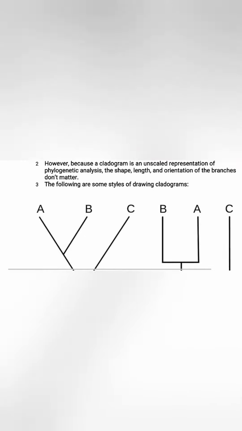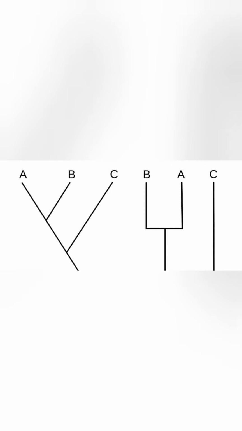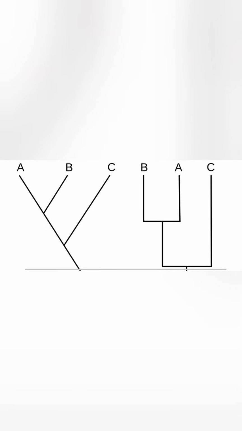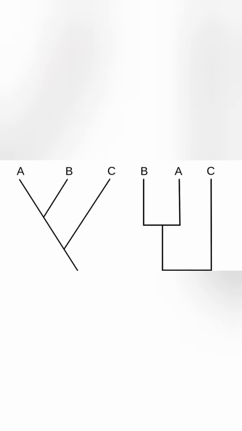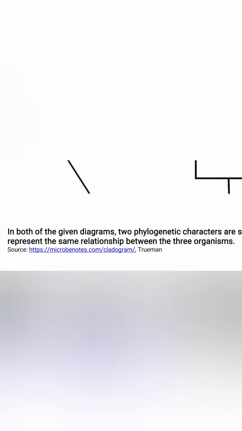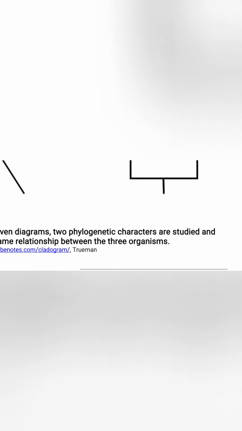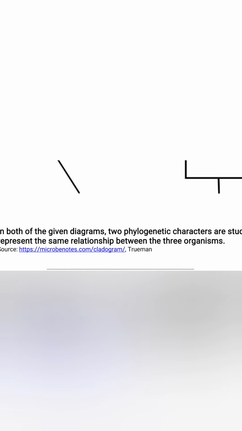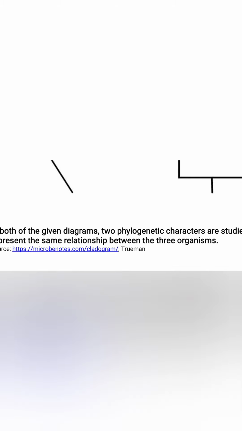The following are some styles of showing a cladogram. You can see here in both of these cladograms there is a root, that is the initial point, and then C, that is the outgroup, which shows very different characters from A and B, which are the clade. So these are cladograms for the same type of organisms, but here their shape doesn't matter. You can presume according to your will. In both of these diagrams, two phylogenetic characters are studied and represent the same relationship between the three organisms.